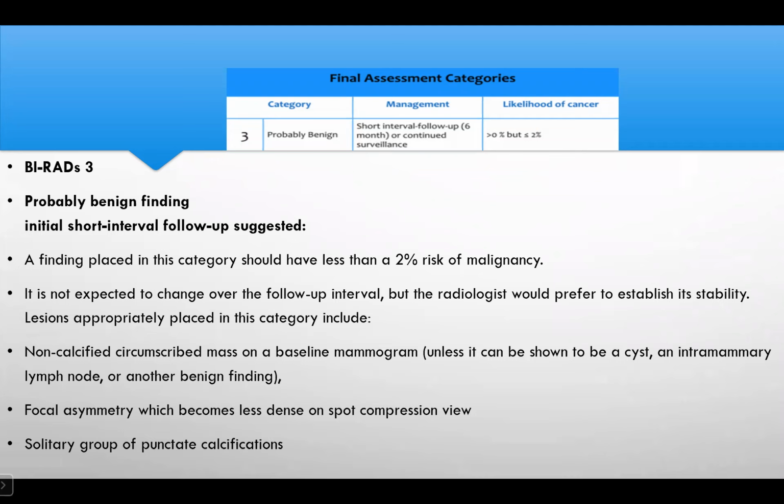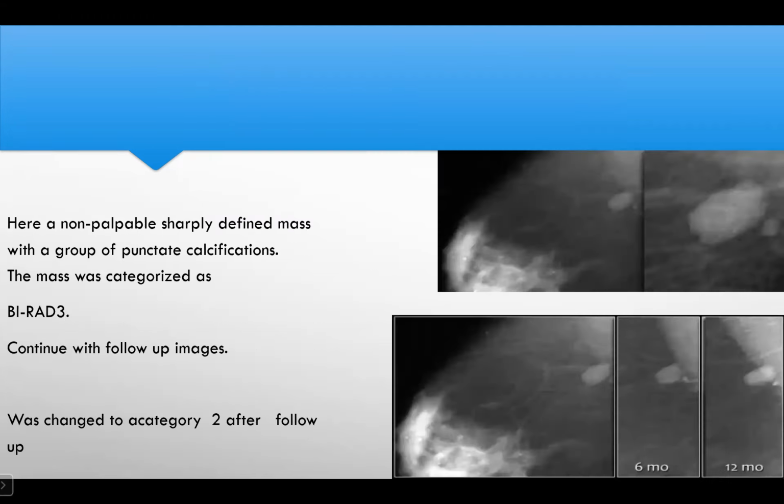or intramammary lymph node or other benign finding, focal asymmetry which becomes less dense on spot compression view, and solitary group of punctate calcification. Here, a non-palpable, sharply defined mass with a group of punctate calcification. This is categorized as BI-RADS 3. Continue follow-up; the image changes to category 2 after follow-up.